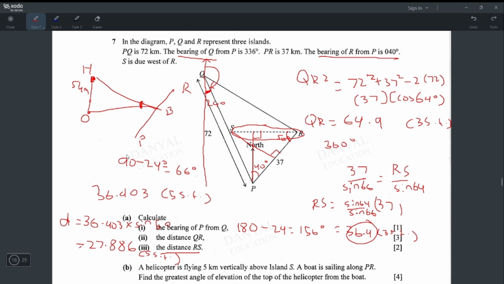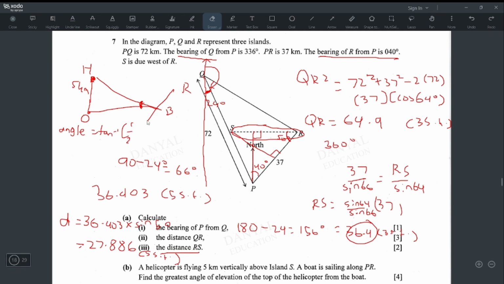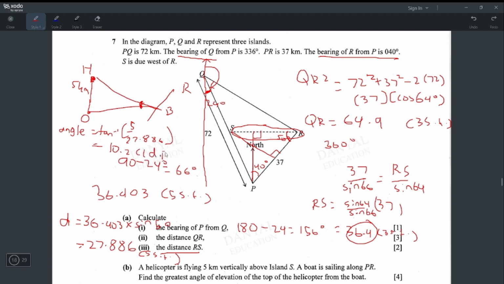Okay, so now that we know the distance is 27.886, we can find the angle here using an inverse tangent. So the angle is equal to tangent inverse of 5 over 27.886. I'm just going to erase this because it's blocking the way. And this will give us 10.2 rounded to 1 decimal place.